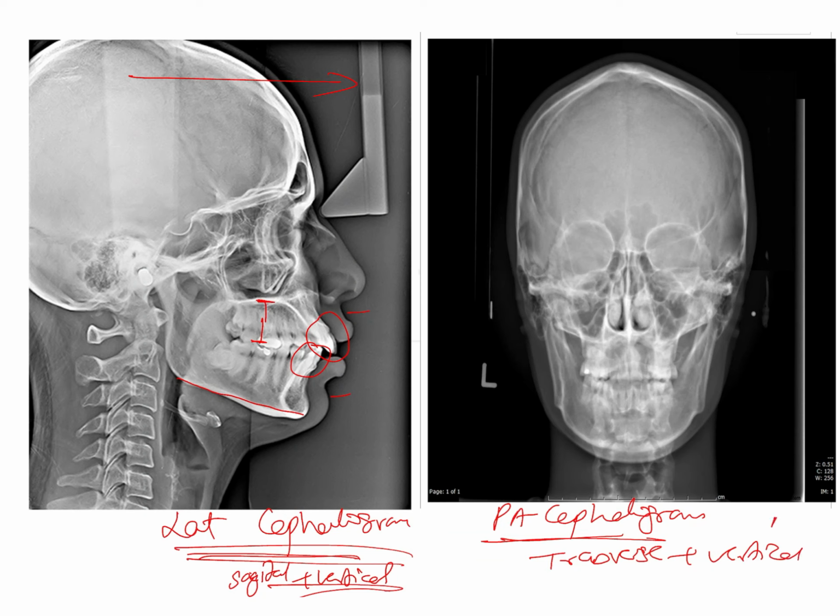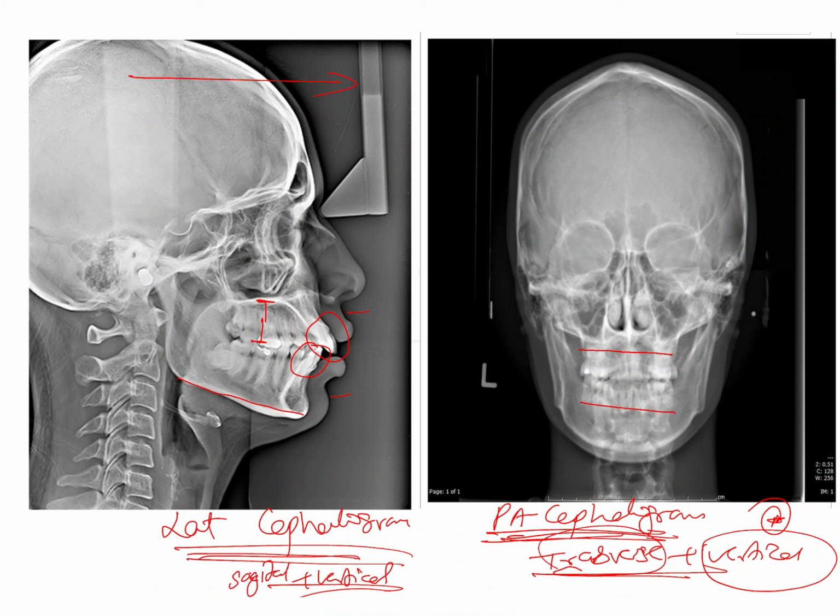Okay, so this is important, and this could be asked in the question again as a separate question, that which is the views that can be identified on a PA cephalogram. So we can see transverse discrepancies as well as any vertical malocclusions. Okay, so here how the transverse discrepancies can be seen is here. See, this is the maxillary base, this is the mandibular base.